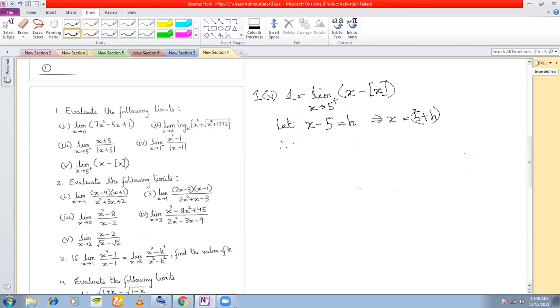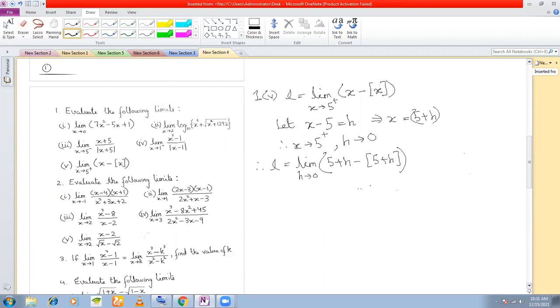And therefore, as x tends to 5 plus, that is, as x approaches 5 from values that are greater than 5, h must approach 0, right? So therefore, what does this limit change to? If we now change everything in terms of h, x tends to 5 plus means h tends to 0. And x here is 5 plus h minus the greatest integer of 5 plus h. We'll put it under parenthesis.